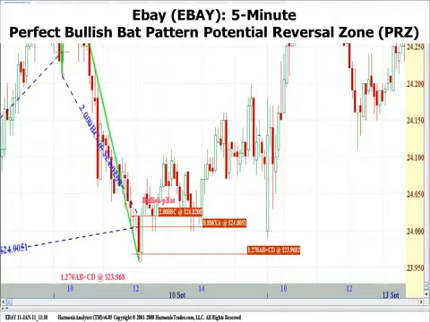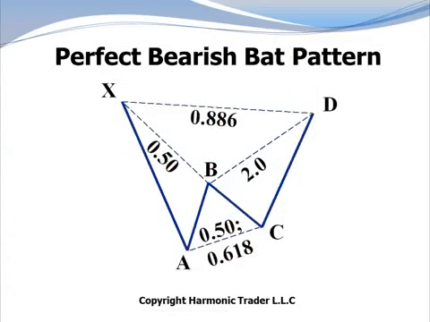Looking at the character of this pattern and this structure, we can put these numbers together and have good confidence that when price action will stabilize immediately at these numbers, we're looking at a profitable reversal.